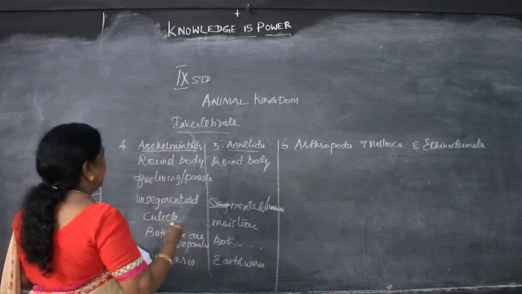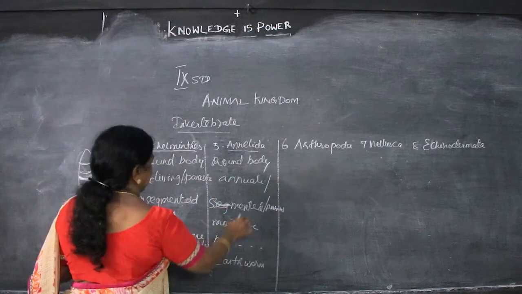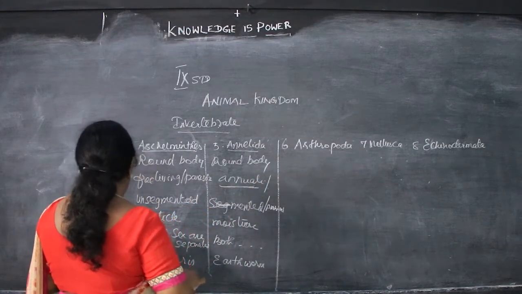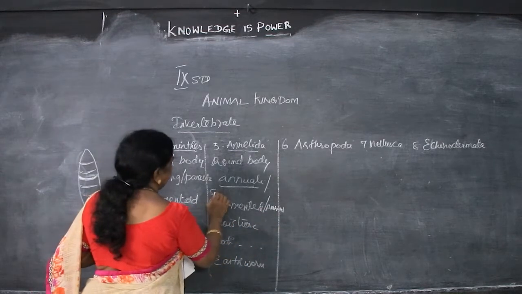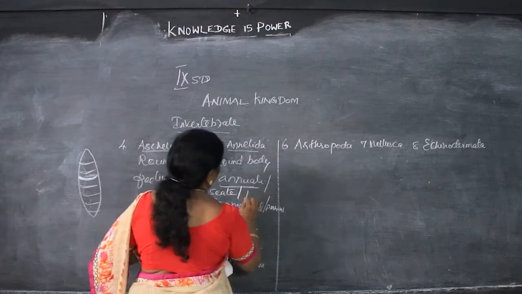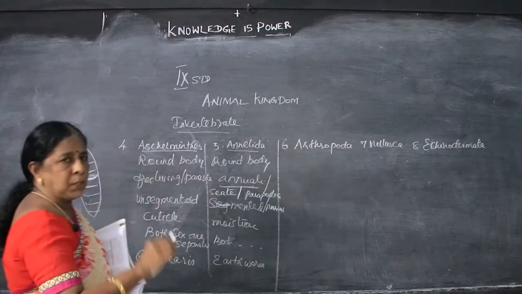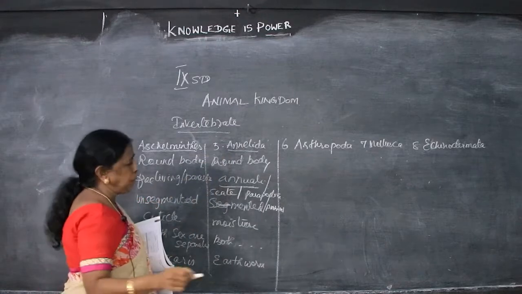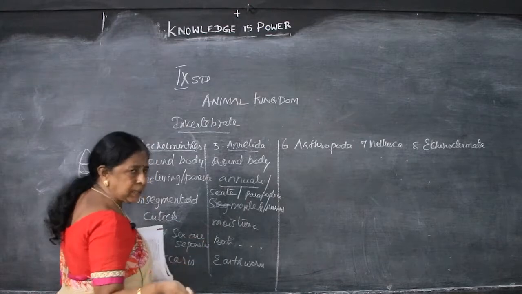It has a special thing, the annuli, that is along with the segments we get the lines. This annuli is a special character of annelids. And here the locomotor organs, what it moves with, are setae and parapodia. These are the locomotory organs. So, annelids are round body, segmented worms. In every segment there are annuli. The locomotor organs are setae and parapodia, either setae or parapodia.